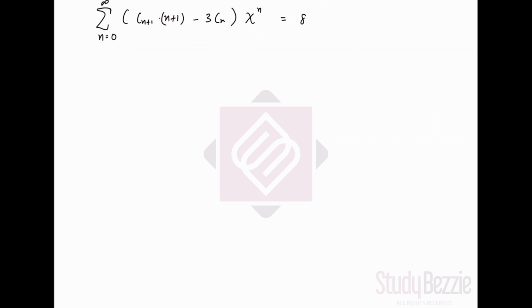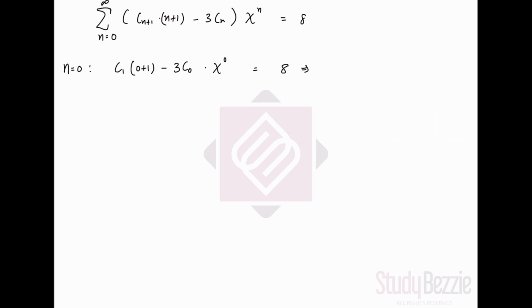Let's first find the coefficient of the x to the power 0 term, which is the constant. You can find that by plugging in n equals 0 in this expression. When n equals 0, the term you're looking at is c_1 times (0 plus 1) minus 3 times c_0, times x to the power of 0. This is the constant term we're looking at. When you plug in n equals 1, you'll have other terms expanded too, but this must be equal to 8.